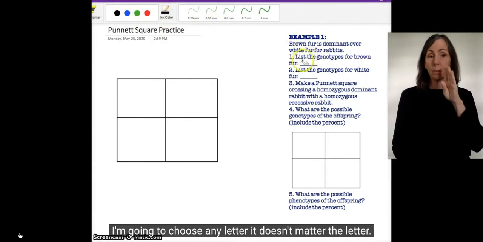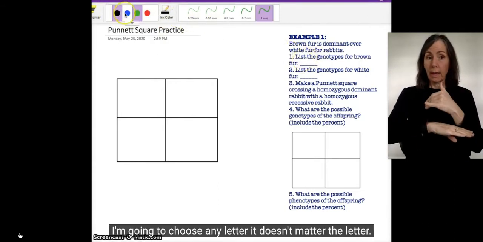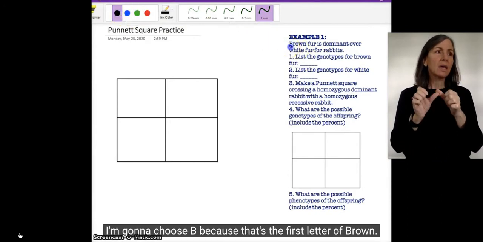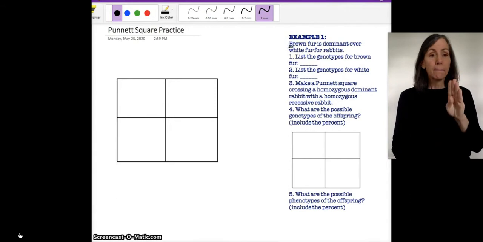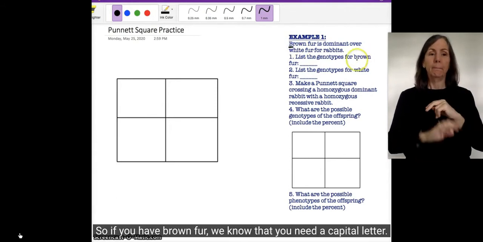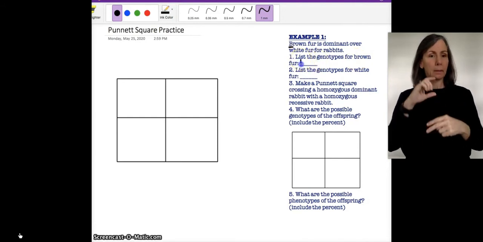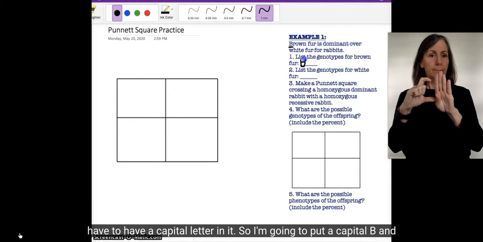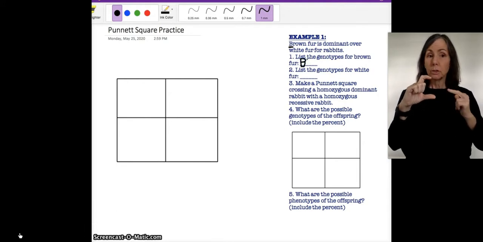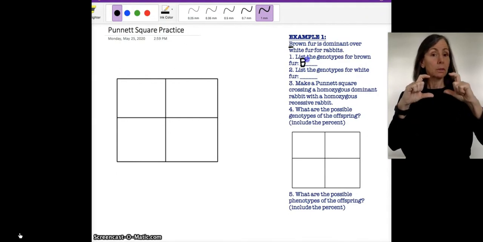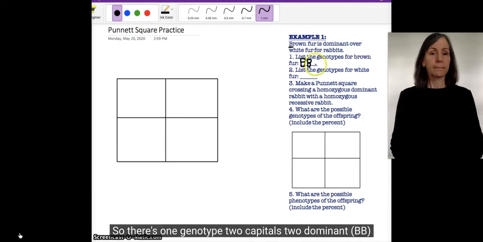All right, so I'm going to choose any letter. It doesn't matter the letter. I'm going to choose B because that's the first letter of brown. So if you have brown fur, we know that you need a capital letter. So my genotypes have to have a capital letter in it. So I'm going to put a capital B, and the second letter could either be a capital or a lowercase. So there's one genotype, two capitals, two dominant.